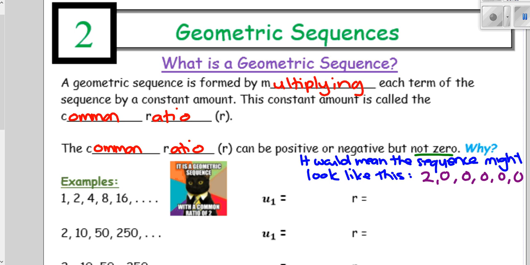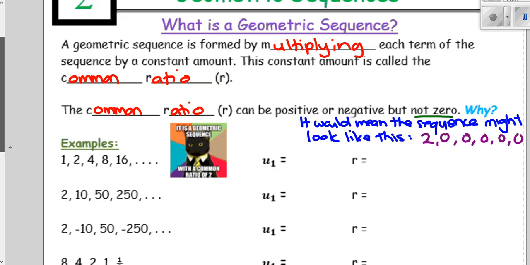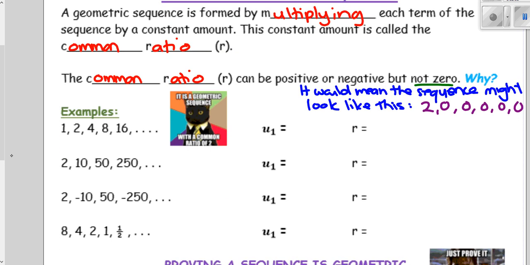Some examples of geometric sequences. 1, 2, 4, 8, 16. So U of 1, can you remember what the U of 1 is? First term, yep. So just like before, it's the first term. Feel free to fill in all the first terms if you like. And then we can work out the common ratios. What are we multiplying by for the first one? 2, yeah. And if you can't see that, you can just think, what's the reverse? If you had to divide to go this way, you'd be dividing by 2. So going this way, you're multiplying by 2. So common ratio is 2.